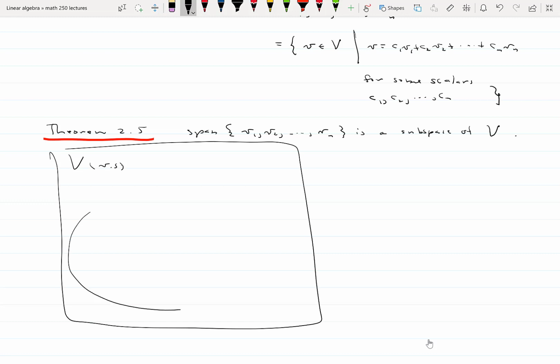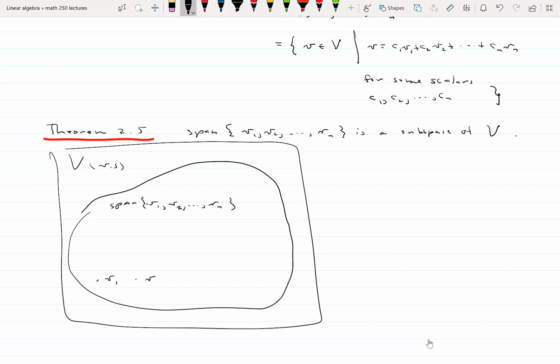And inside that vector space, we have the span of v1 to vn. We have the span of a set of vectors v1, v2, all the way up to vn from that vector space. Well, the vector v1 itself is in that span. The vector v2 is in there. How can v1 be in the span of those vectors?